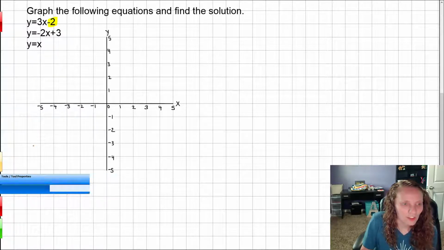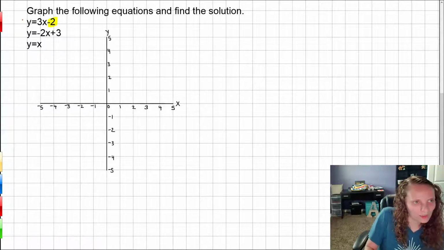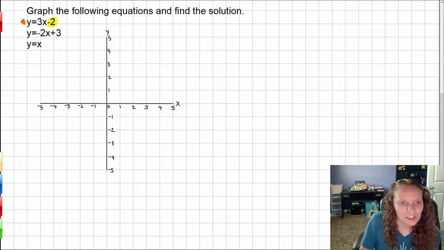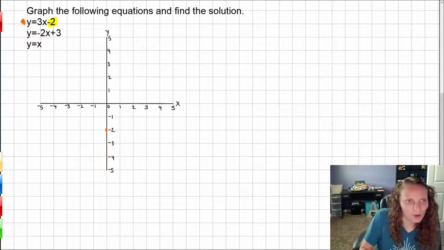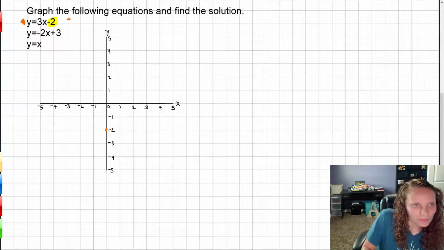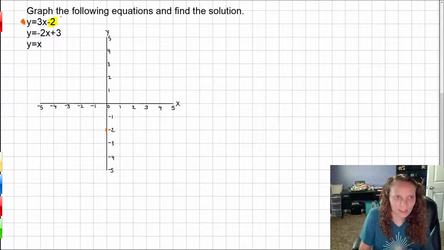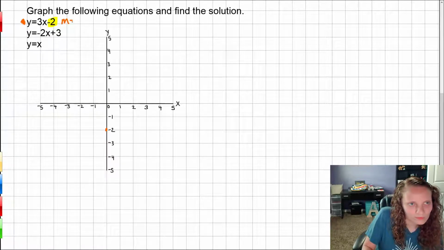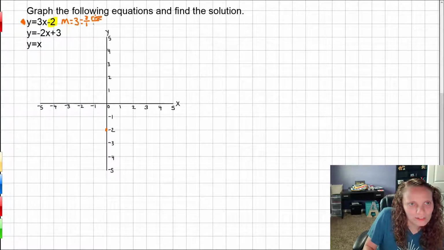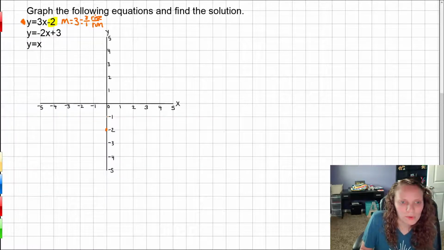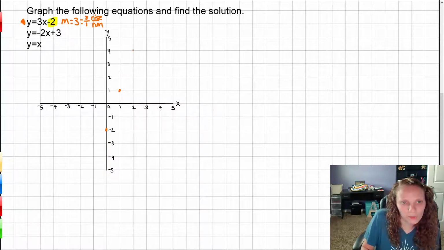I'm going to choose a different color. This one's going to be orange. So we're going to start at -2, so I have my point here. And then our slope is 3, and it's just a whole number 3. It's a whole number, but we could write that whole number as a fraction. It's the same as 3/1. So remember, that's rise over run. So we're going to go up 3, 1, 2, 3, and then over 1, and put a dot.